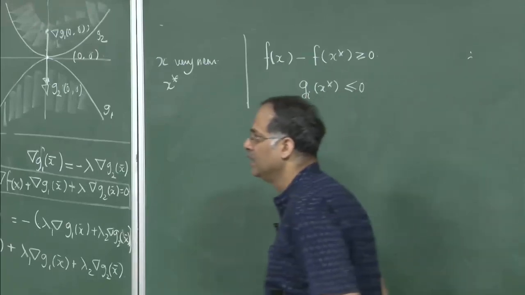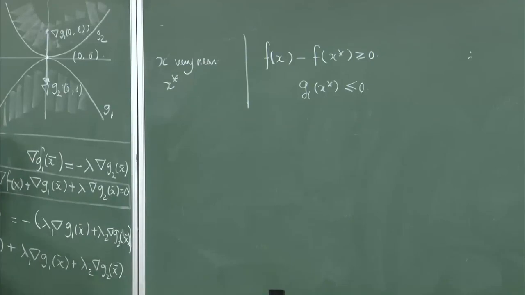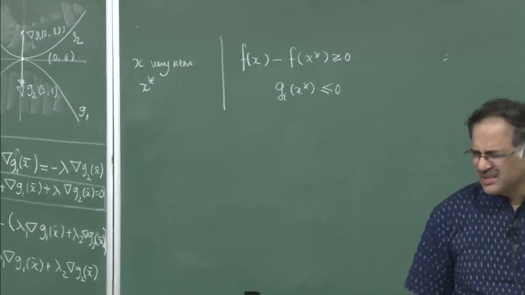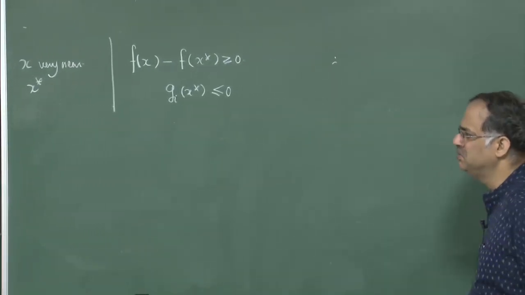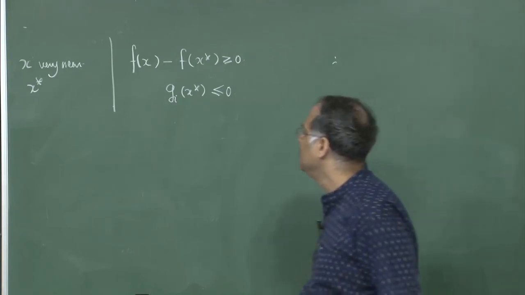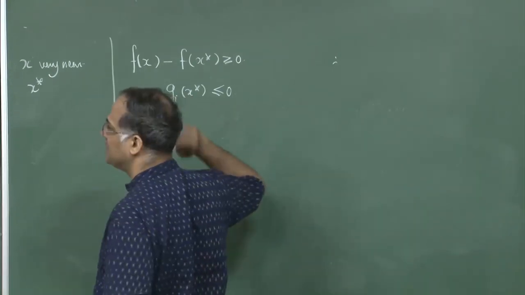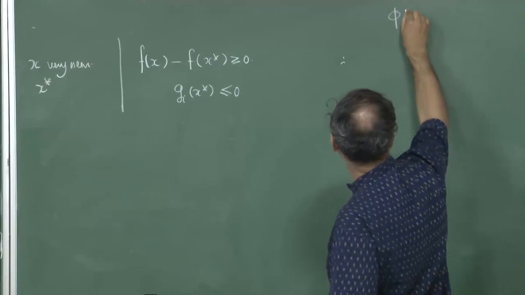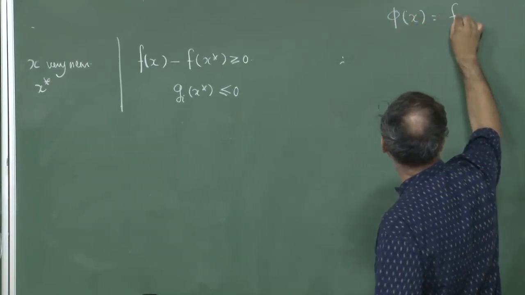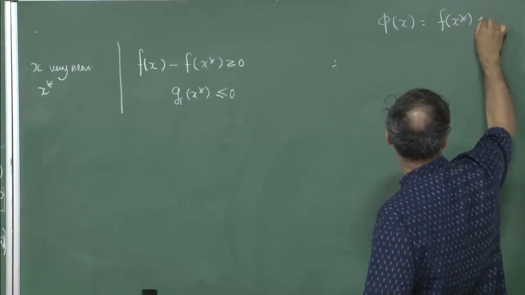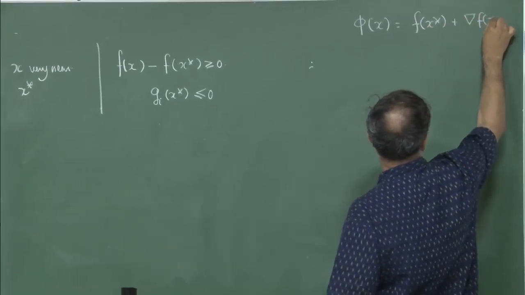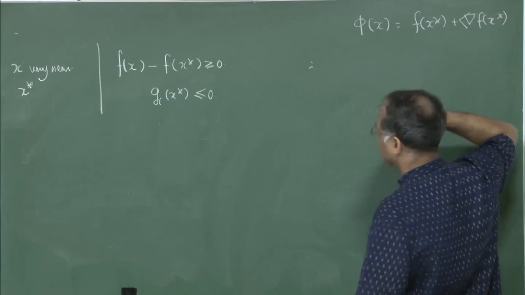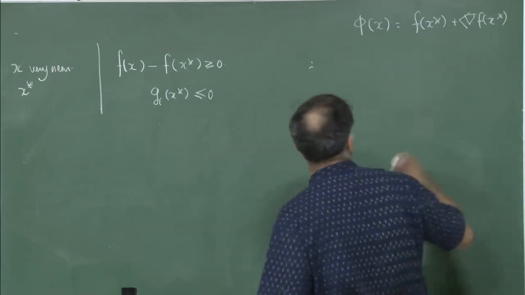Now, from here, what can I say? So, x is very near x bar, then I can replace f(x) with its linear approximation. That is, instead of f(x), I will write down its linear approximation around x star. That linear approximation of a function around a given point x star is f(x star) plus the gradient of f at x star times (x minus x star).